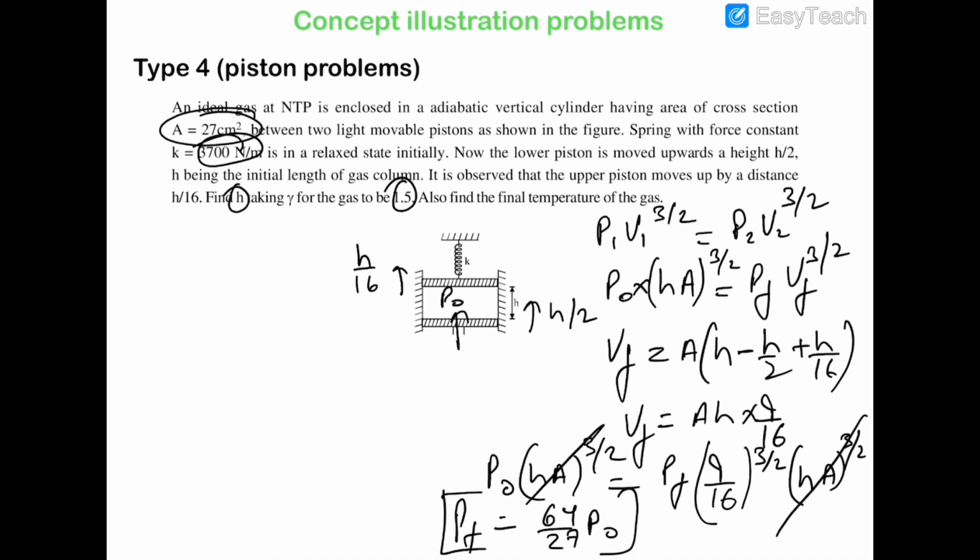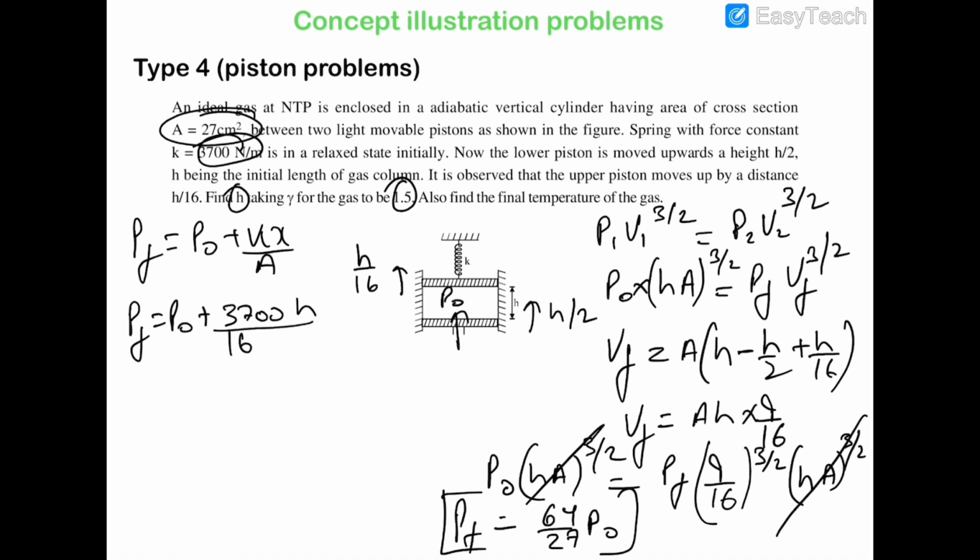Now this is the final pressure which we have calculated, and we can see that P final will be equal to P naught plus Kx by area. So P final will be equal to P naught plus K is 3700, X is H by 16, which is the distance moved up by this piston, and area is 27 into 10 raised to power minus 4 because it is in centimeter square.